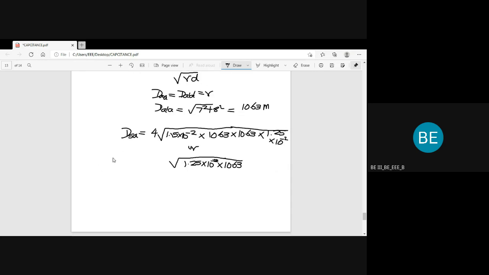So we have to find out DsA. The answer for DsA is 0.3645 meter. Right. Similarly, we have to find DsB and DsC.